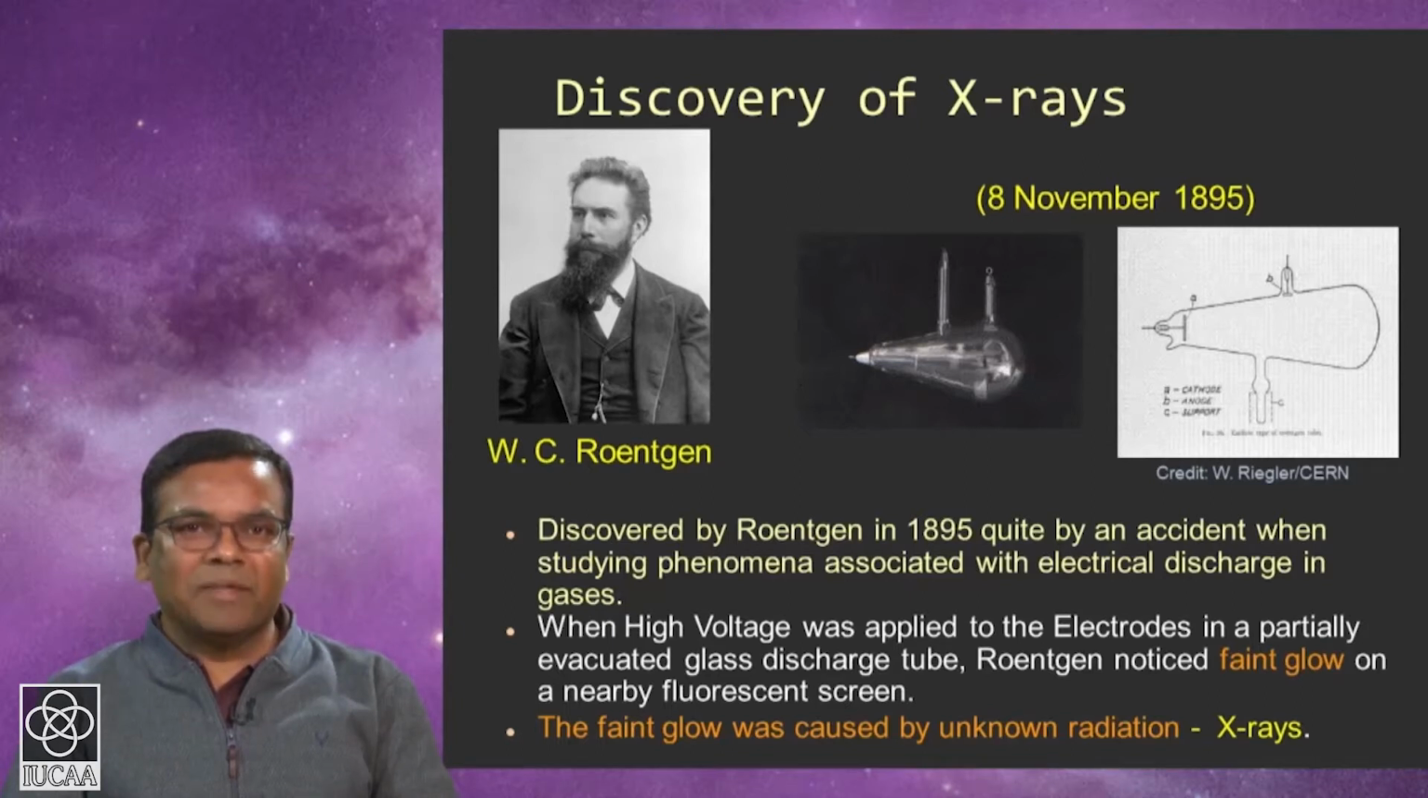He suspected this may be due to the light generated in the tube. So, therefore, he blocked the tube with thick black paper. Still he observed these faint glows, and he named this unknown faint glow X-ray radiation.